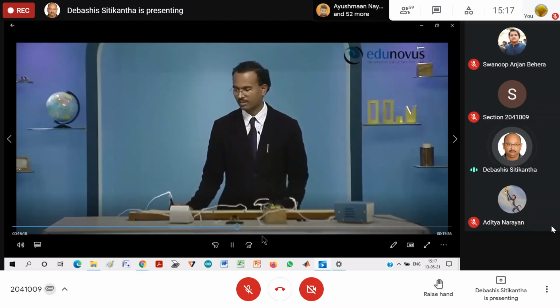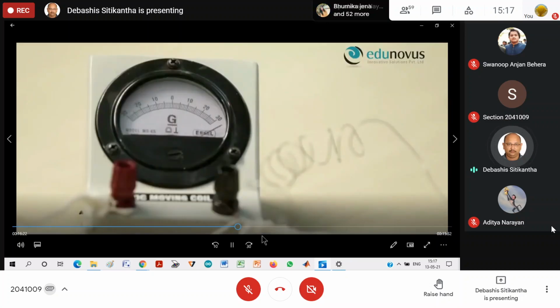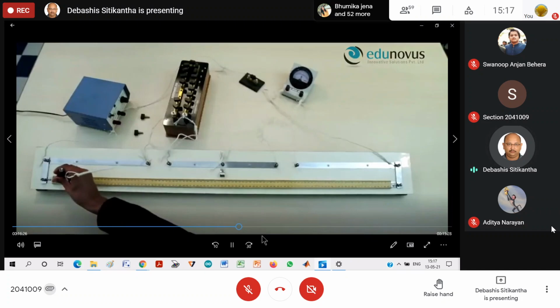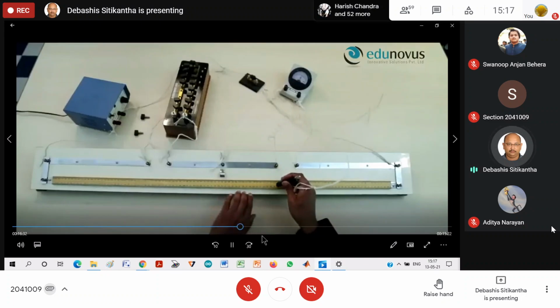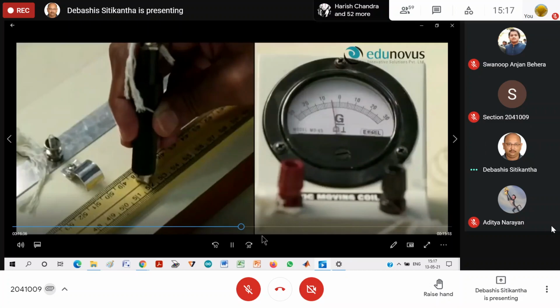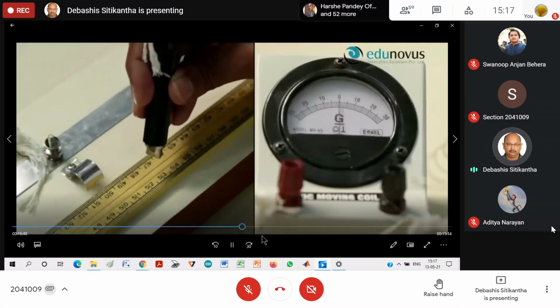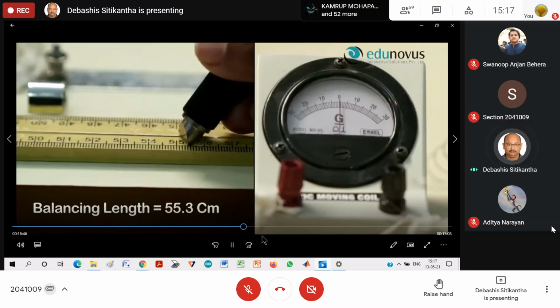0 in the galvanometer. When I placed it at this end, the deflection went all the way to the right. And when I placed it at the other end of the meter bridge wire, it went all the way to the left. So the 0 deflection point will be somewhere in the middle. So let me bring it gently. I find that the deflection becomes less, and soon it becomes 0 at 55.3 centimeters.